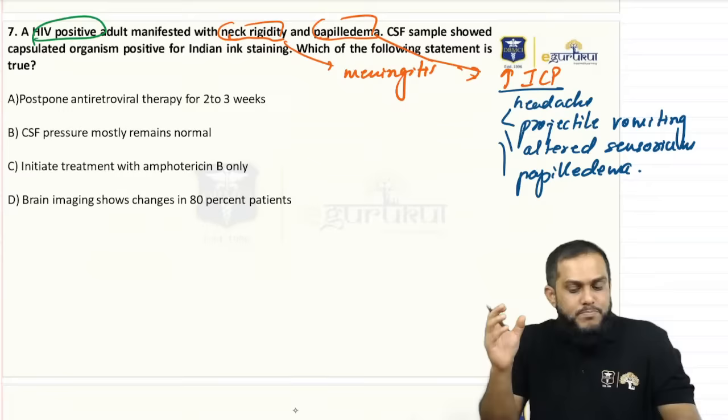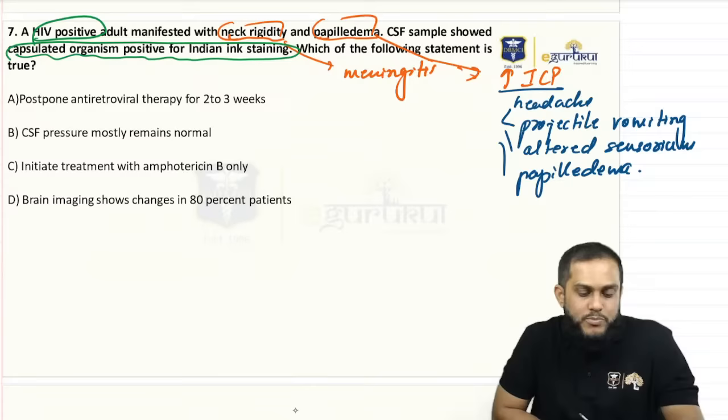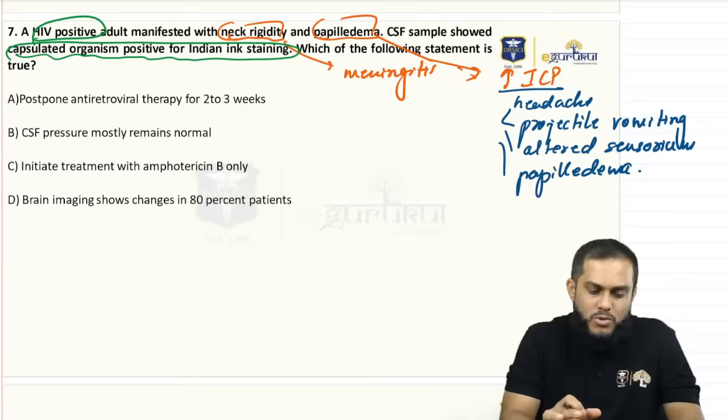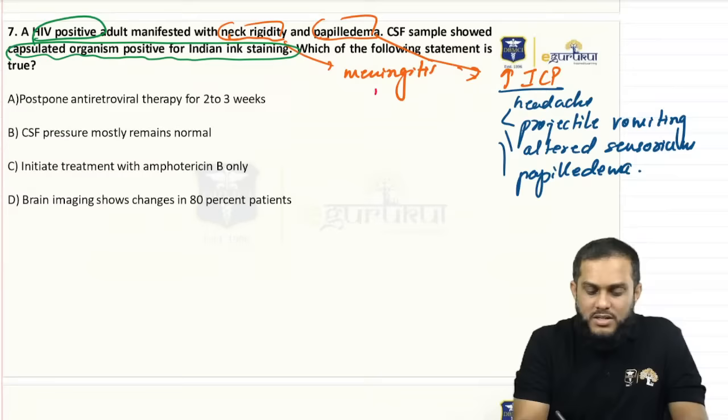The CSF sample showed a capsulated organism, positive for India ink. Right, capsulated organism. Sir, which of the following statements is true? That's the question. Sir, the most common organism causing meningitis in an HIV patient is cryptococcus, which is capsulated. So the one thing in favor of cryptococcus here is a capsulated organism causing meningitis in HIV. It is cryptococcal meningitis.